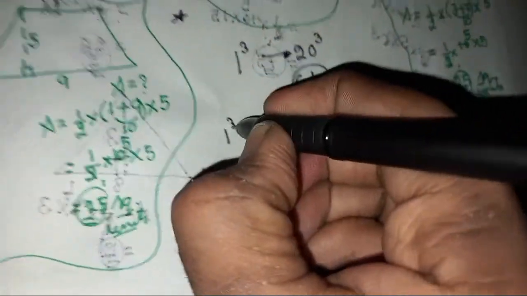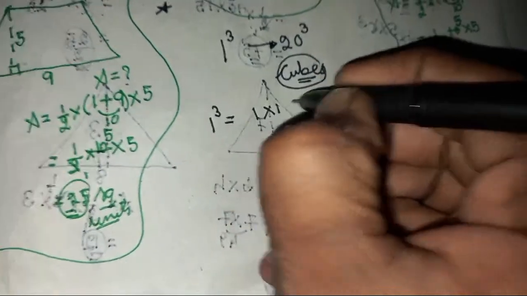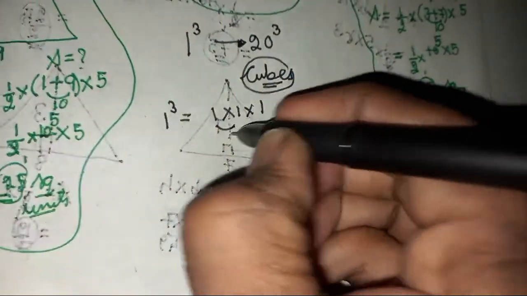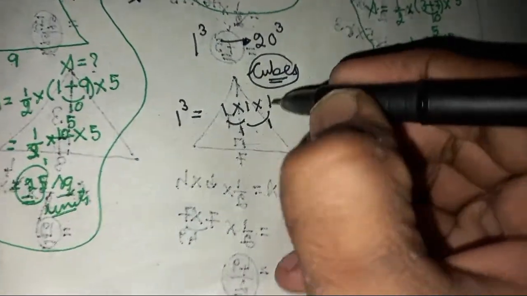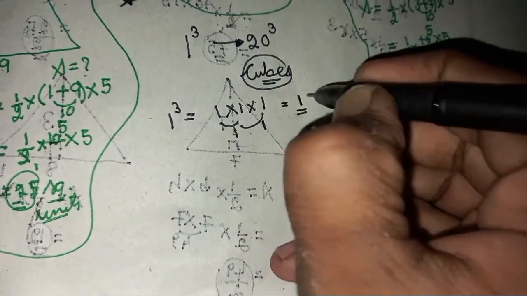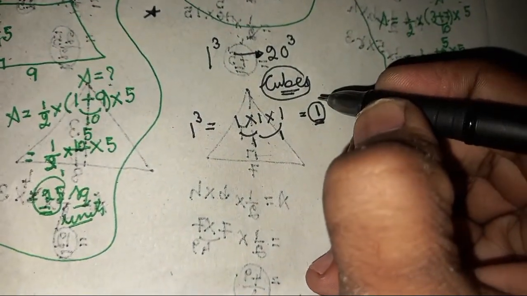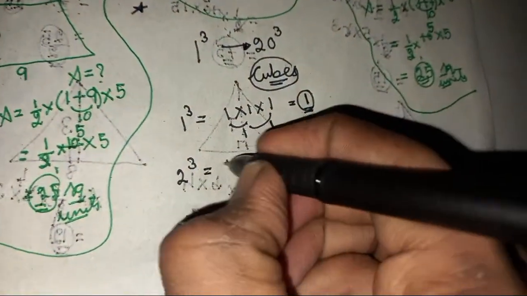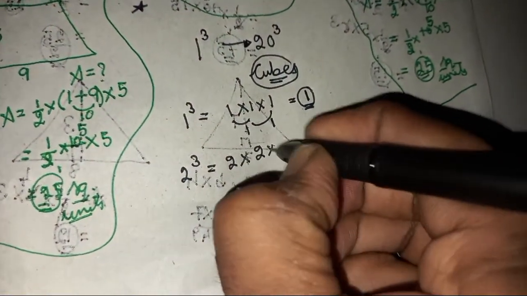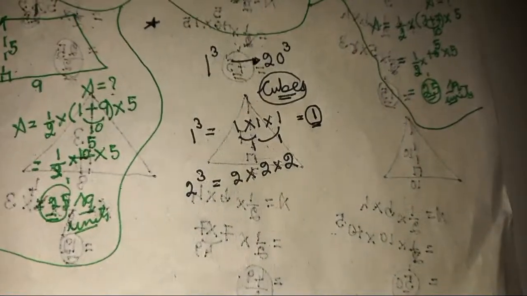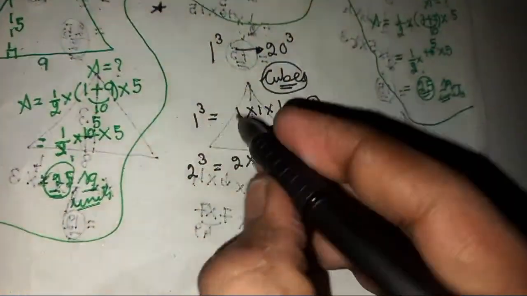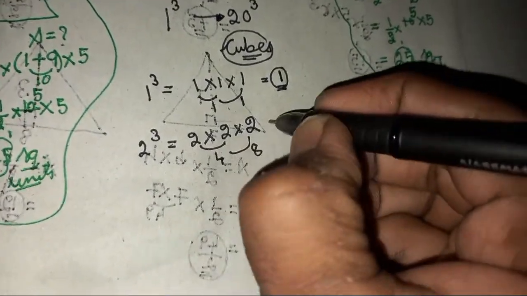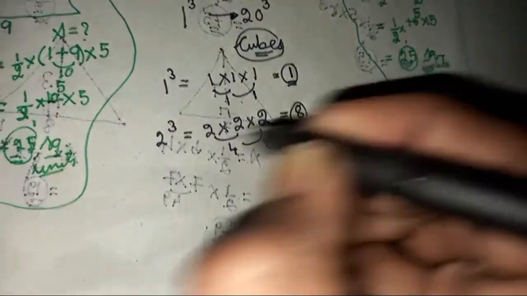1 cube can be written as 1 times 1 times 1. Here, 1 times 1 is 1, again 1 times 1 is 1, so this completely remains as 1. Let's take 2 cube, it can be written as 2 times 2 times 2, and 2 times 2 is 4, and 4 times 2 becomes 8, so it is 8 units.